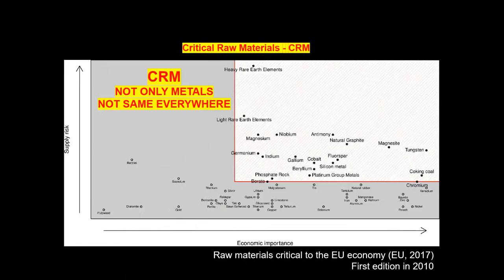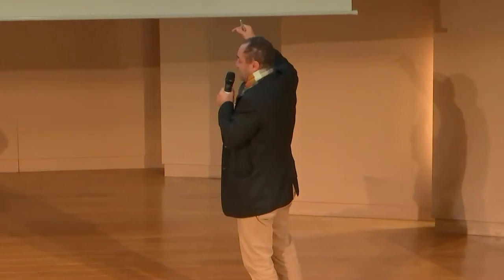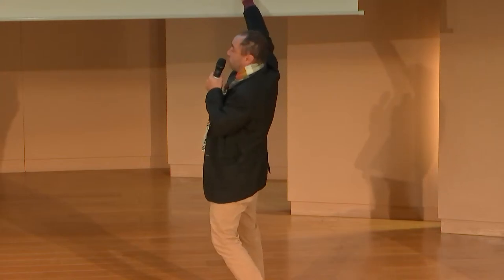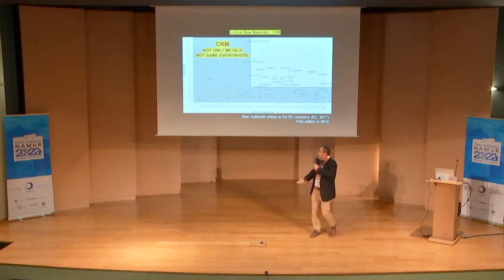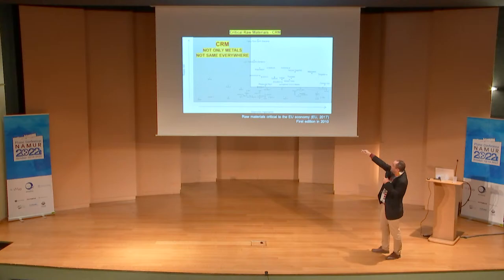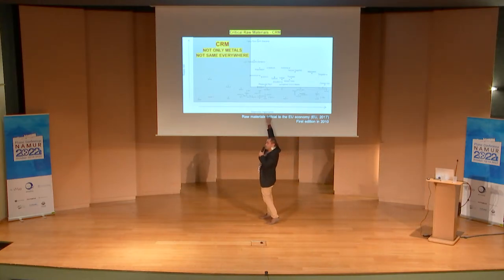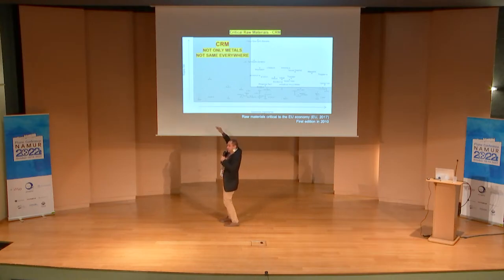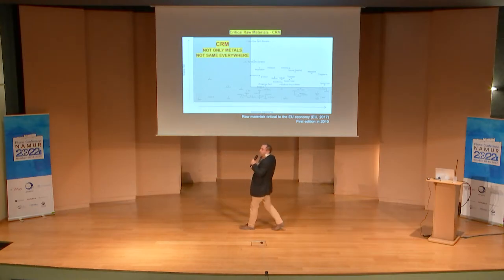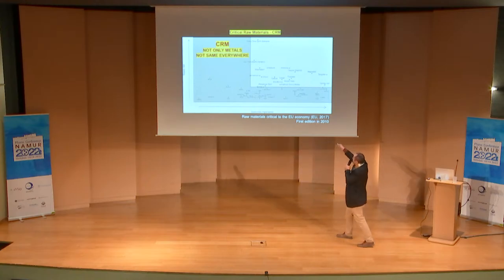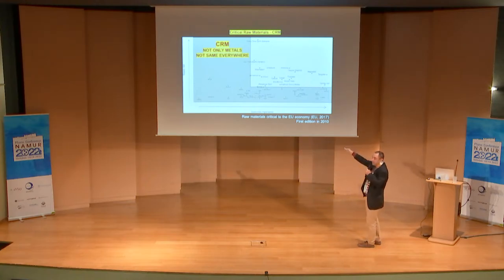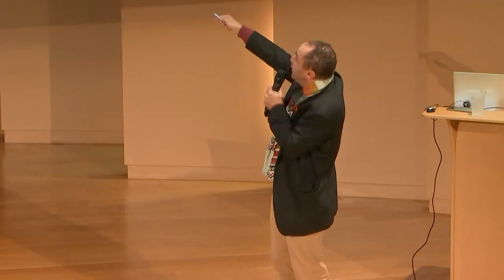So, European Union constats, and this is a first report in 2010, that we have critical raw material. It means that these materials have an economic importance and a supply risk. And if you combine both the characters, you have this critical raw material. Of course, niobium is critical for Europe, not for Brazil, because Brazil is the main producer of niobium.